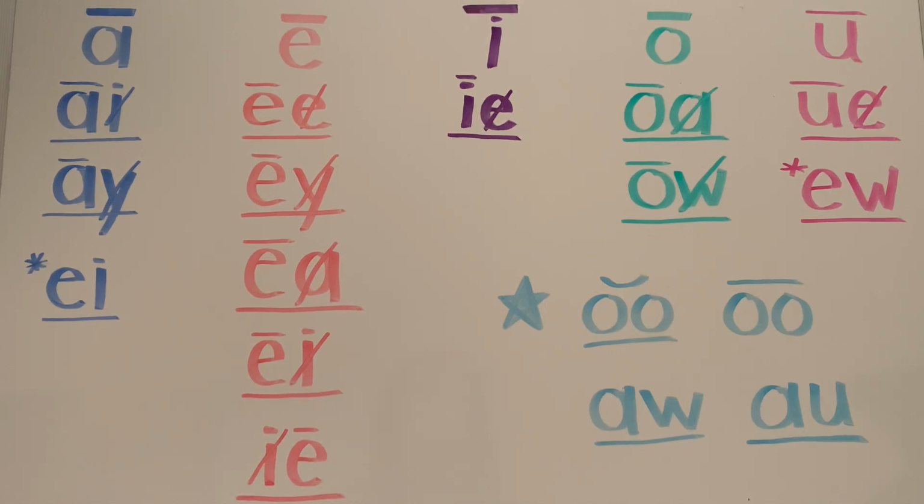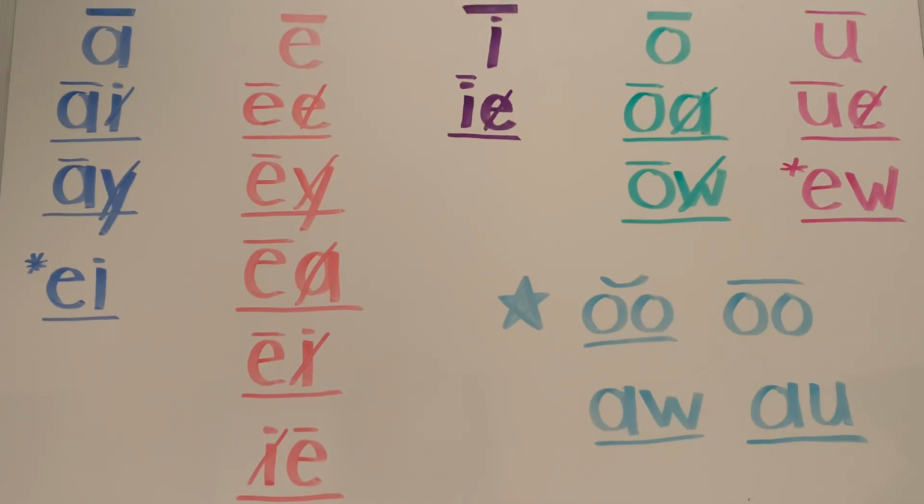All right, so I have my camera flipped on my whiteboard now so you can see all of the different vowel digraphs that we've talked about. Now I'm going to go through each one so we can talk about them, and then I'll also explain why I have some special symbols next to some of them.